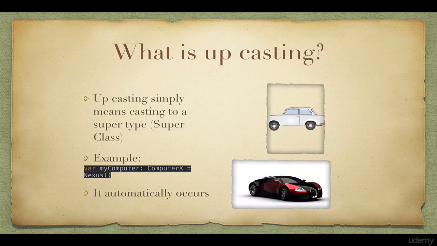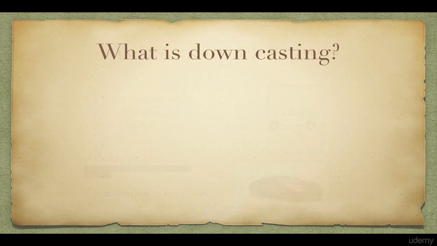We are converting the data type of an object that is of type subclass to another type, which is the superclass type. So notice that the upcasting automatically occurs. We don't have to do anything. We just create the object and we assign it to this variable of type ComputerX, whose name is myComputer. So now let me show you what is downcasting.